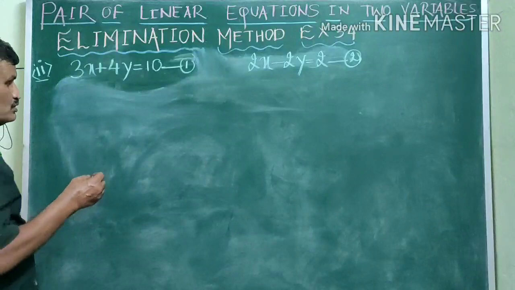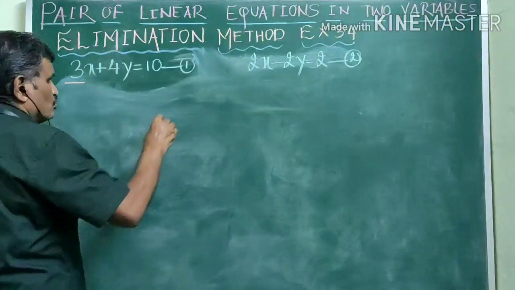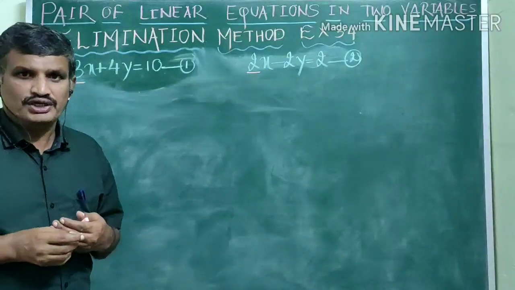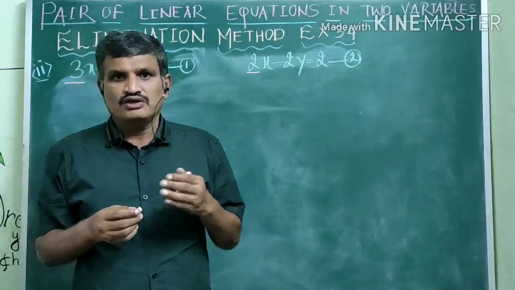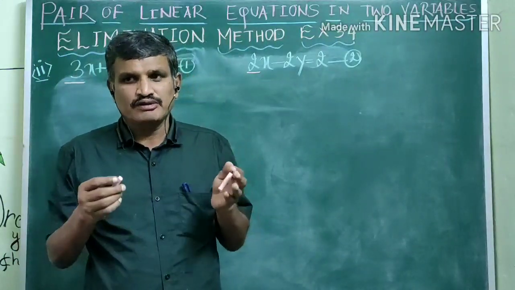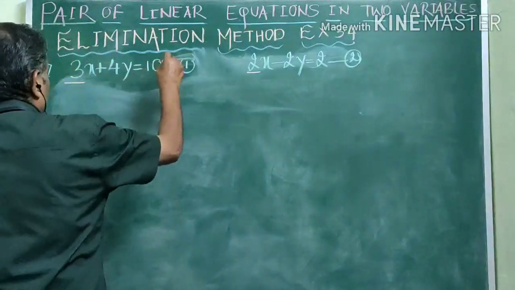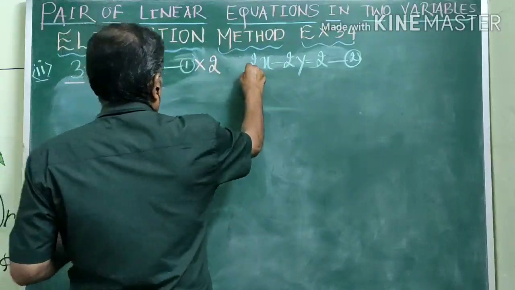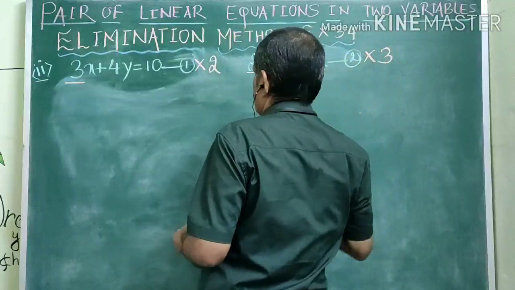Now how? Here, the coefficient of x is 3 and the coefficient of x is 2. So I should make the two coefficients equal in order to eliminate. So 2 and 3, the LCM of 2 and 3 is 6. So what I will do is, I will multiply this 3 by 2 and I will multiply this 2 by 3. If I do so, what will happen?